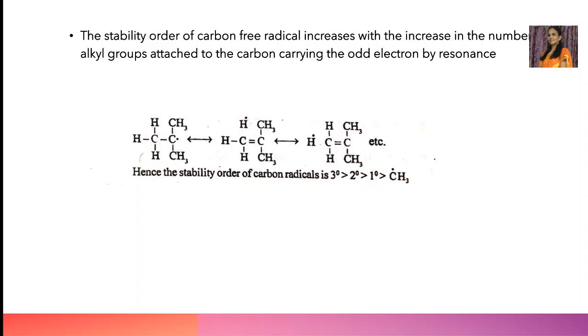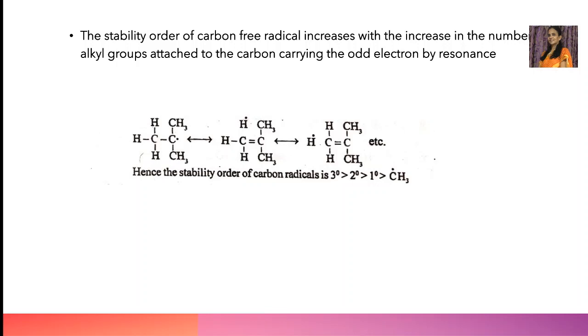Same, this electron and one electron from this bond form a double bond, and this becomes a H dot. Here, this bond and this electron, one electron from this, a double bond is formed, and this becomes H dot. So like this, due to the presence of 9 hydrogen atoms, this molecule will have 9 resonance structures. So more the number of resonance structures, more is the stability.